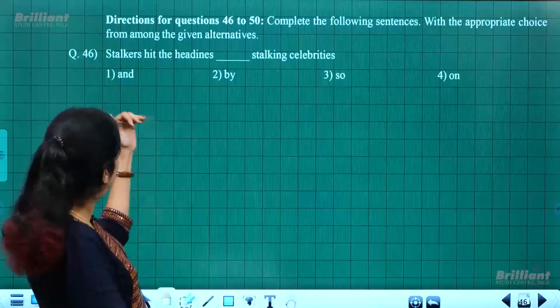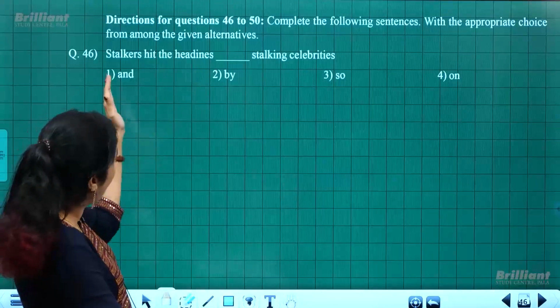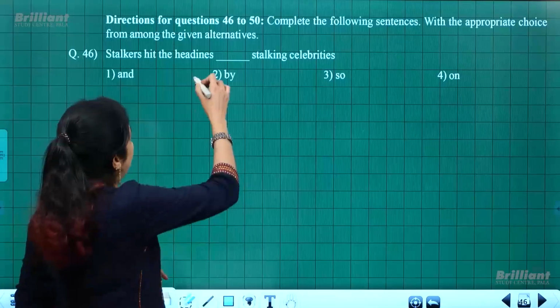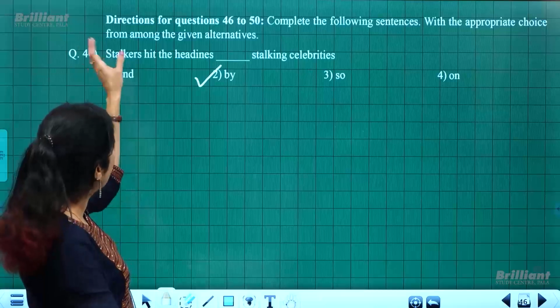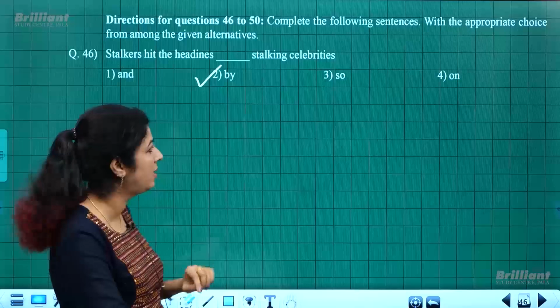So in that sense, let us try all the words in the blank. Stalkers hit the headlines and stalking celebrities doesn't make sense. By stalking celebrities, of course, makes sense, isn't it? So stalkers hit the headlines by stalking celebrities should be the correct answer.